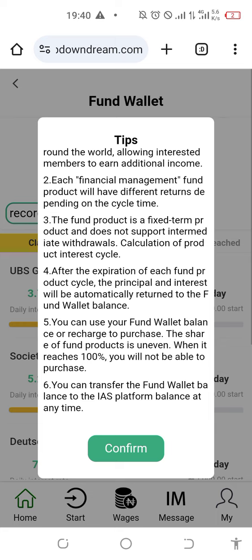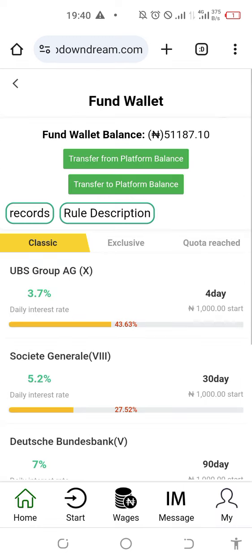Now you can use your fund wallet balance or recharge to purchase, right? Yes, you can either use your fund wallet balance or you can use money straight from your platform balance, right? I use money straight from my platform balance. So you can do that also, right? You can transfer the fund wallet balance to the platform balance at any time. Yes, which I've actually taught, how you transfer money from your fund wallet to your platform balance. So that's exactly what you do, right?